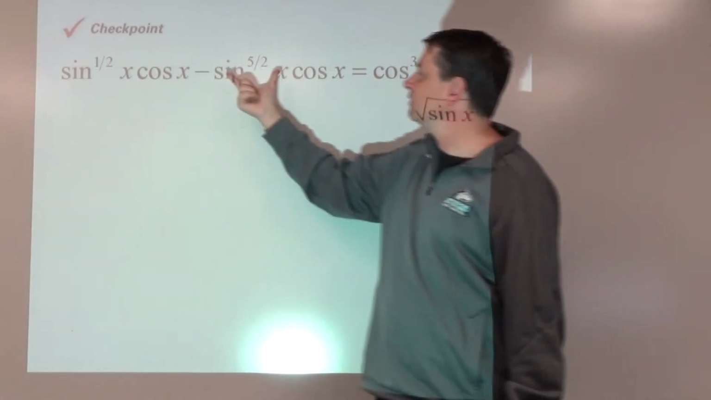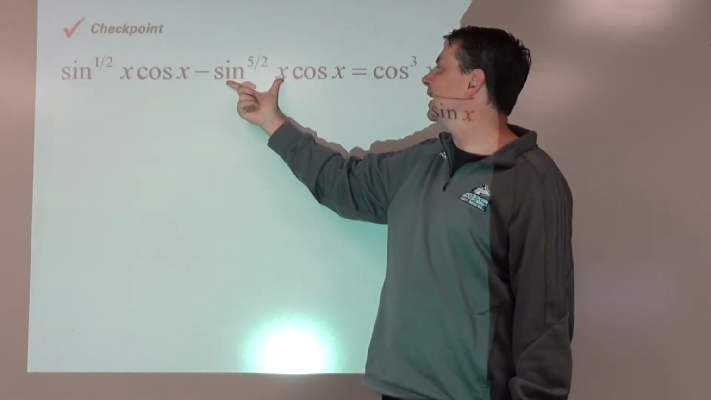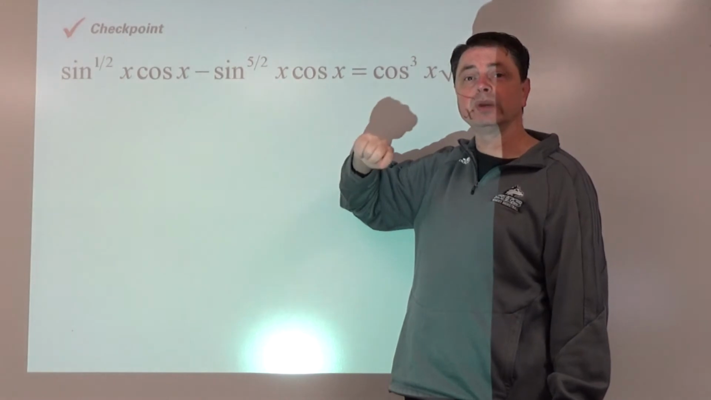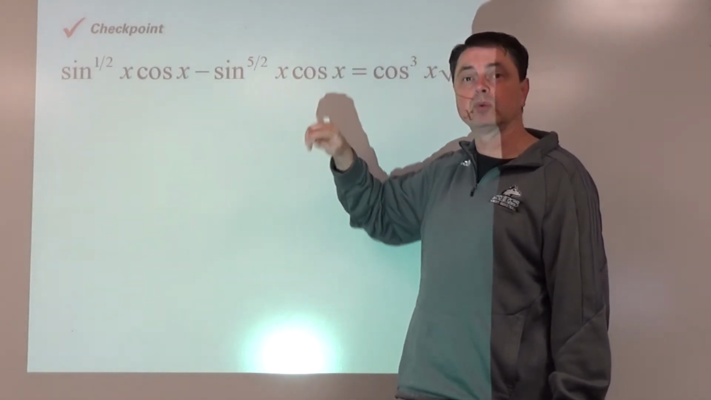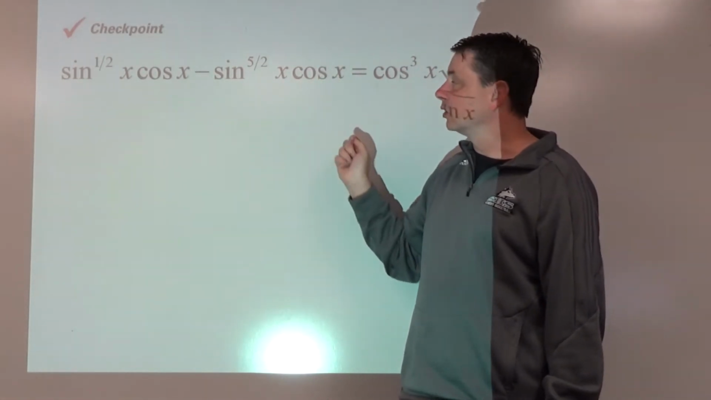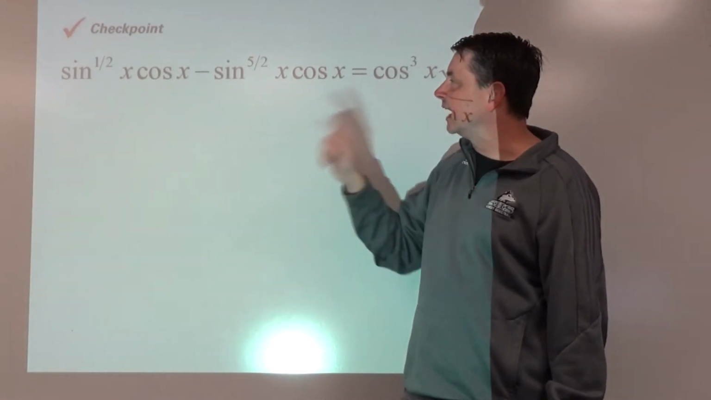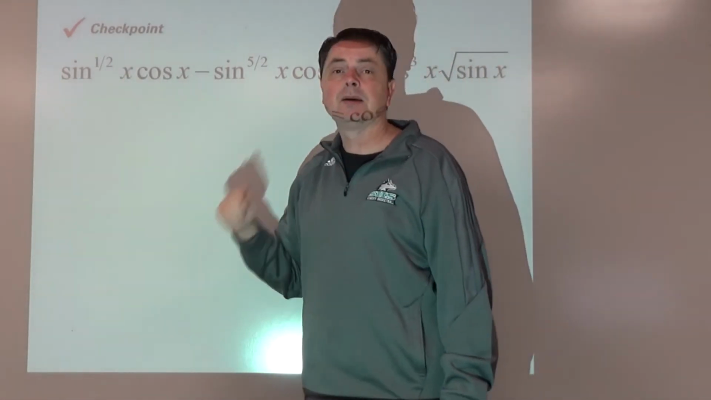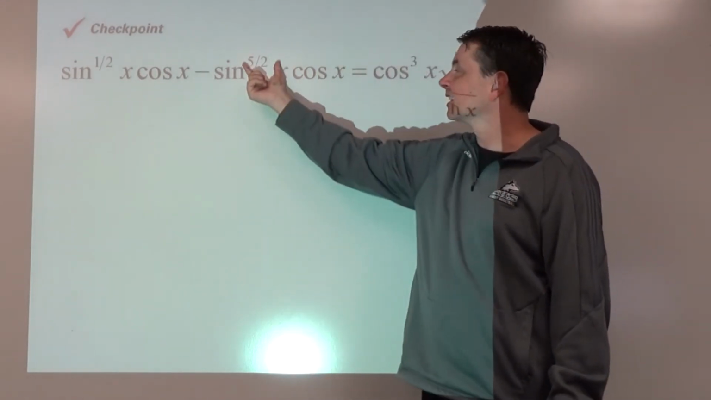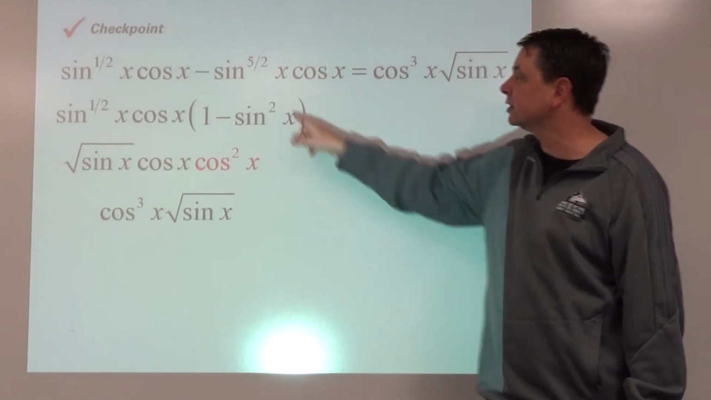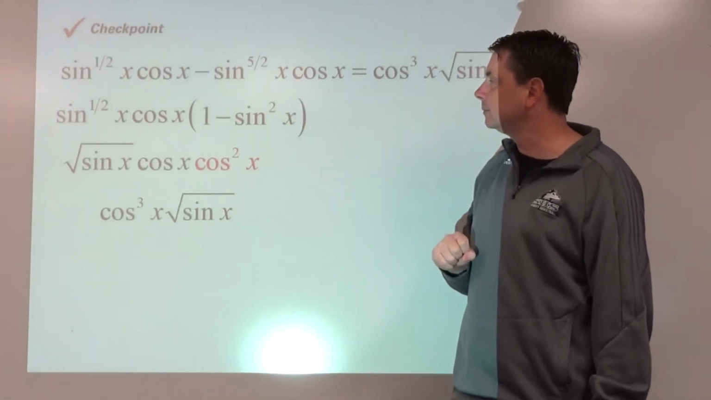Keep in mind that when we factor out sine to the 1/2 x here, remember the rule is that when we figure out what's left over, what will we multiply by, the rule with exponents is that you would add the exponent. So we're wondering, as we factor out sine to the 1/2 x, 1/2 plus what is 5/2? And that would be 2, or 4/2. That's why that's coming up there.